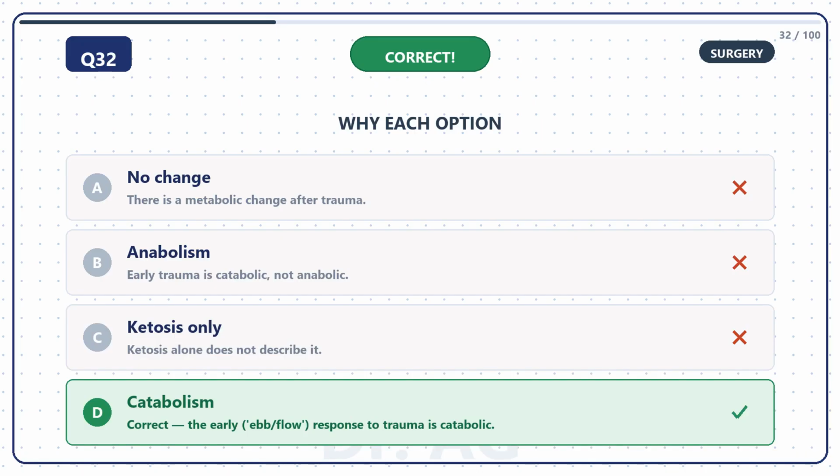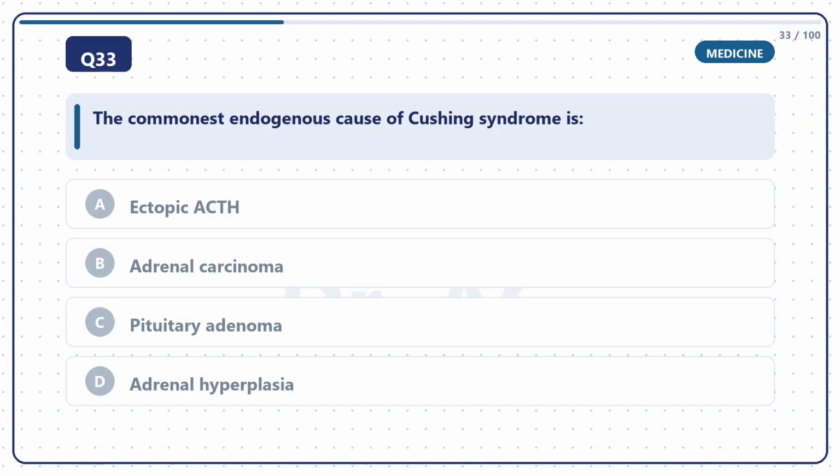Catabolism. Question 33. The commonest endogenous cause of Cushing syndrome is. Option A. Ectopic ACTH. Option B. Adrenal carcinoma. Option C. Pituitary adenoma. Option D. Adrenal hyperplasia.